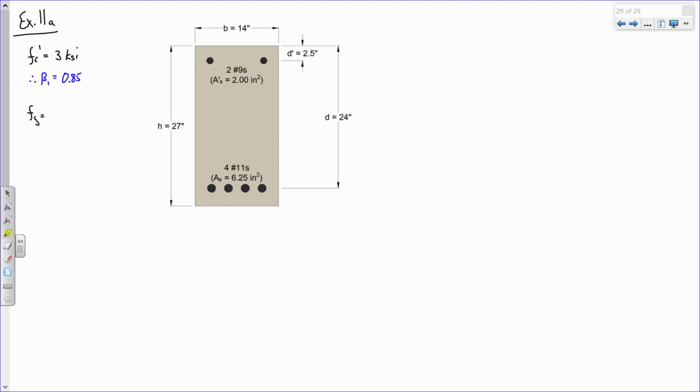Alright, so Fy is 60 KSI. So what I'm going to do here is go ahead and compute my strain at yielding, which is Fy over Es. So 60 KSI over what?